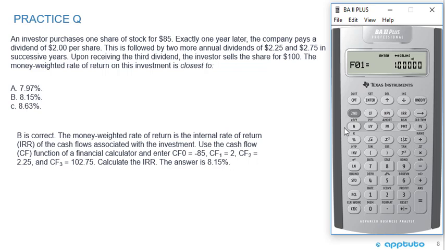Arrow down. Then we received a dividend of $2.25. We have to go through the frequency first. So C2, that's that second dividend of $2.25.